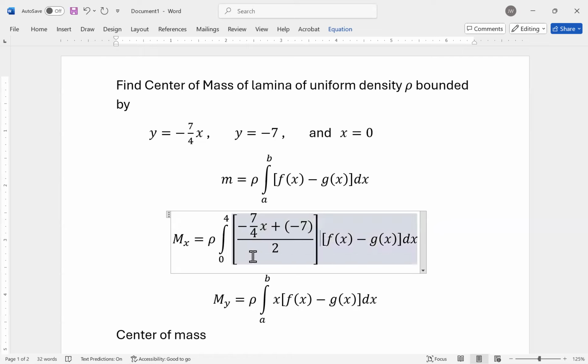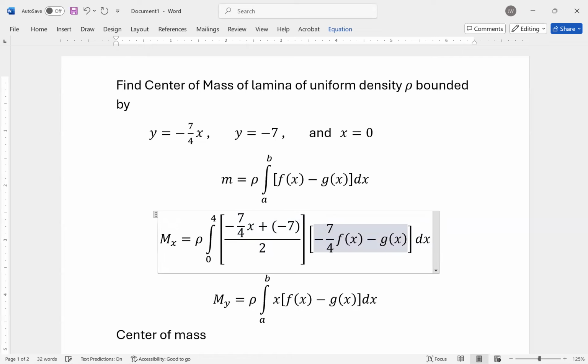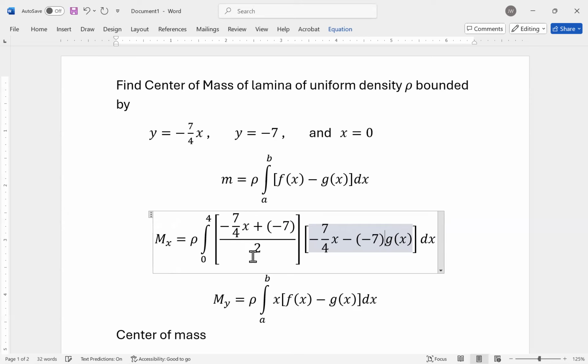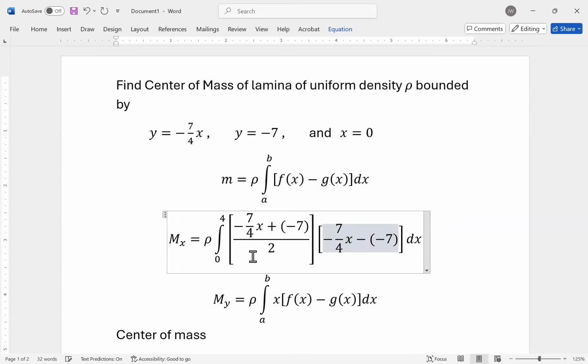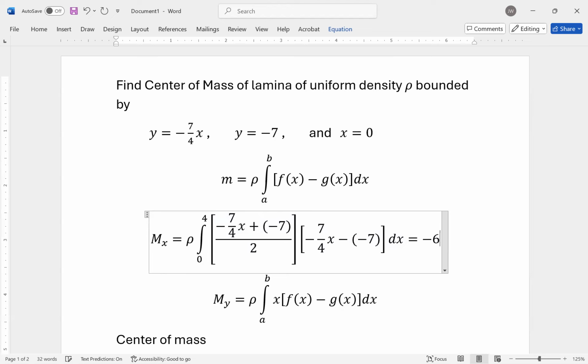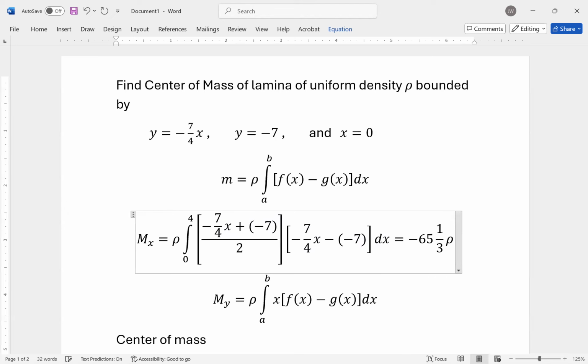We're going to divide that by 2, and then we're going to go negative 7/4 times x for my f minus a negative 7. When I type that in my calculator, I'd probably write a plus 7 there. So that is the moment about the x-axis. When I do that integration, I get a negative 65 and a third times rho. Again, make sure you type the rho in.